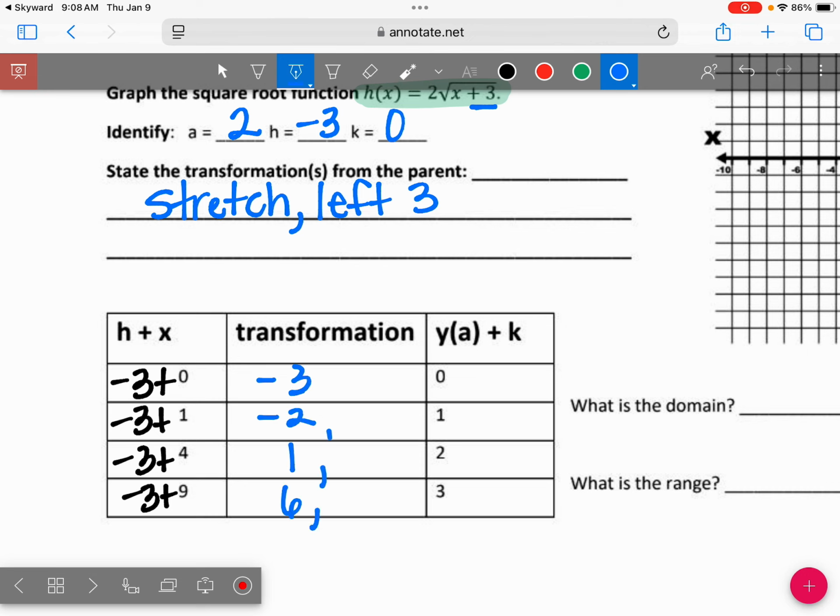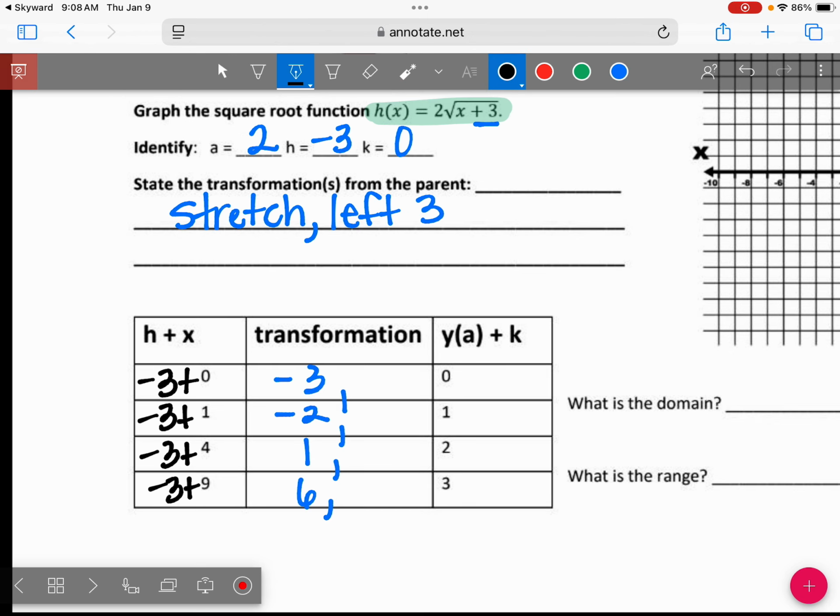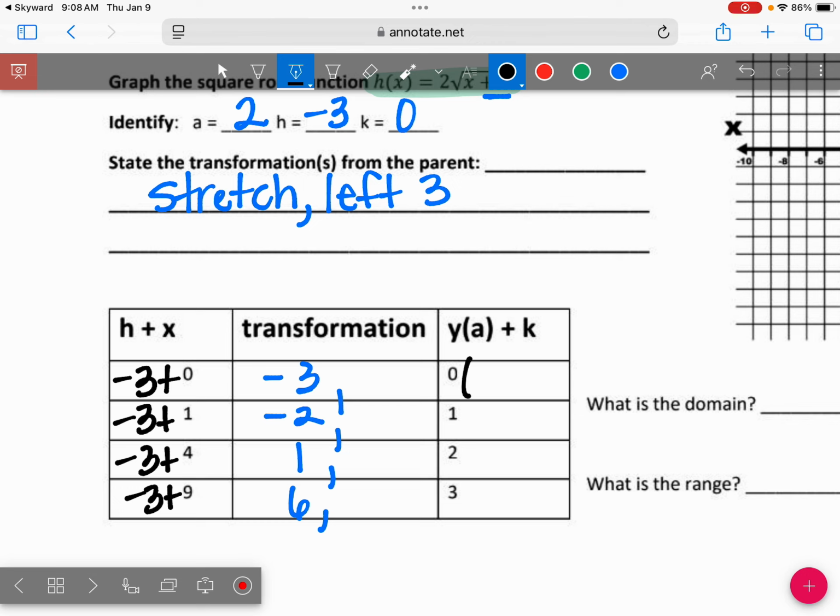All right, who had those four numbers for x? -3, -2, +1, and +6. All right, your y values, you're multiplying those numbers by a, which is 2, and then you're adding k. So go ahead and do that all the way down.